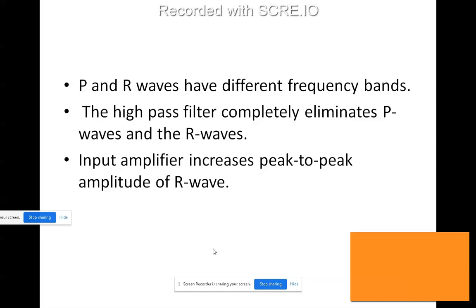P waves have low frequencies. Here we use a high pass filter, which passes only the high frequency signals, so the low frequency signals will be removed in the high pass filter. So the P waves are low frequency signals and will be removed completely by the high pass filter. The input amplifier, the first amplifier used in the pacemaker, will increase the peak to peak amplitude, that is, the amplitude value will be increased.